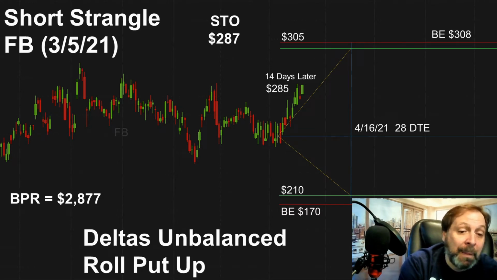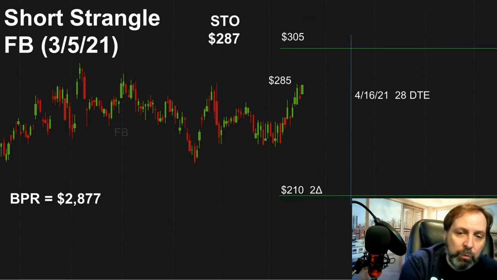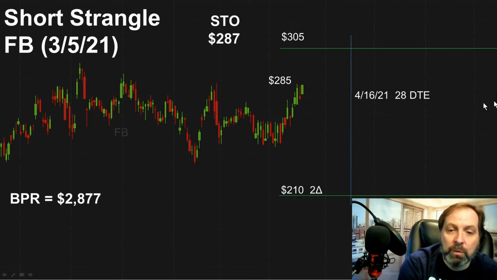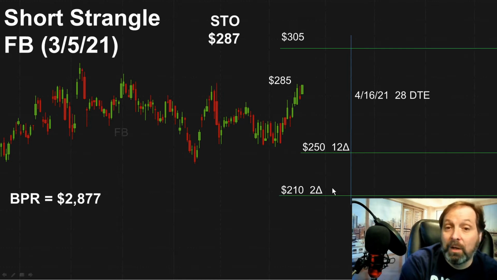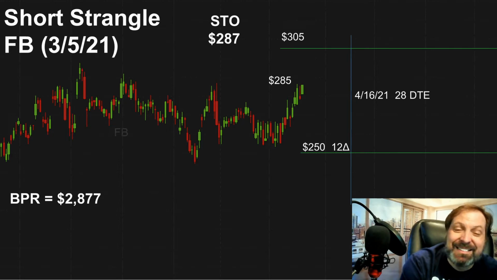I want to roll up my put because it's become unbalanced. So our 210 strike is only a 2 delta. So I'm going to roll that up to 250, which is a 12 delta. By doing that, I'm balancing it out a little bit with the top side. I'm also narrowing my region of where I can win. So I needed to stay in a little bit tighter of a trading range, but that's okay because I'm happy to have the neutral deltas and collect more premium as time passes.